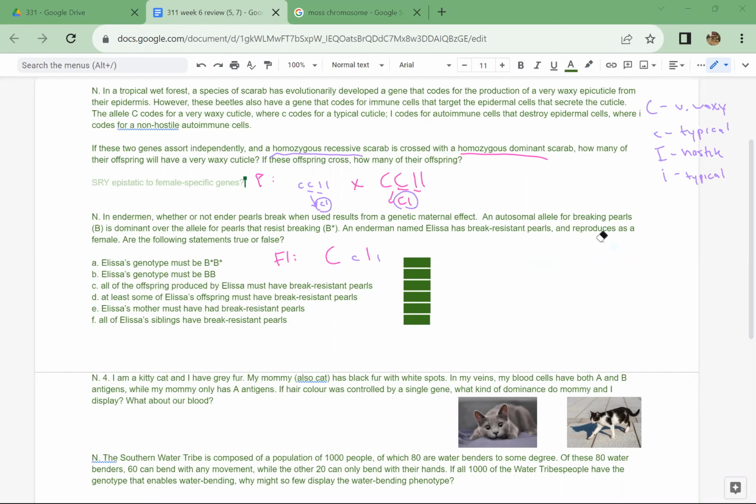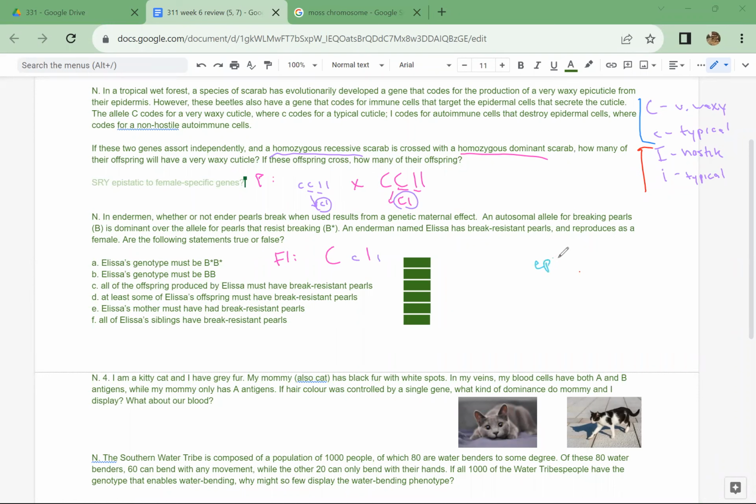And the way we can describe the actual genes that contribute to epistasis, these cuticle genes and autoimmune genes, is we describe one of them as being epistatic and the other as being what we call hypostatic.